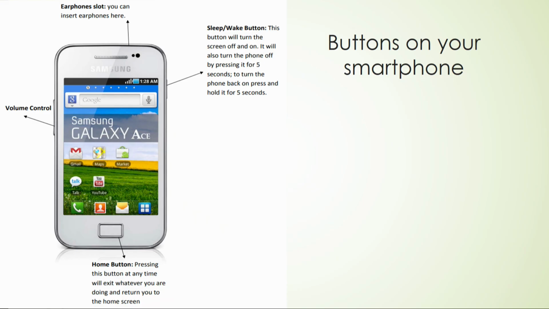Volume control is on the side of the phone, so you'll have the up-down buttons probably next to the power button to control your volume. And then the power button can also be used as a sleep or awake button. So if your phone is not on, you can gently push that power button and it'll come awake, and then you can unlock it. And then on the bottom, you'll see the home button.